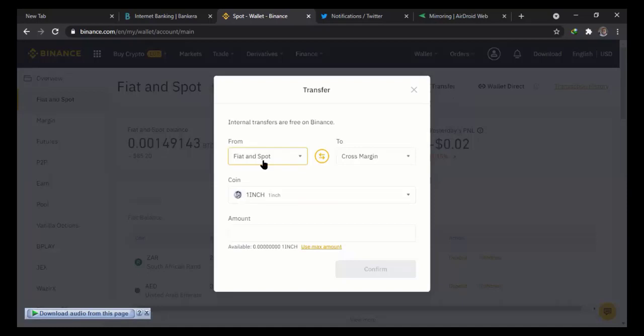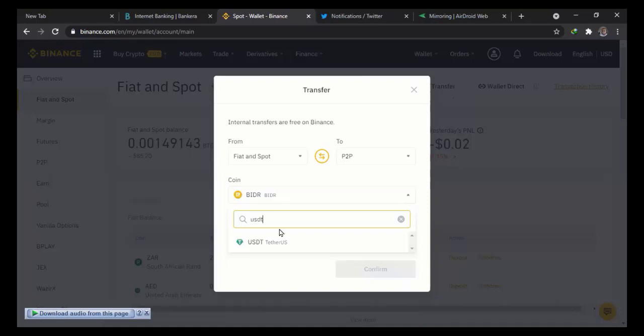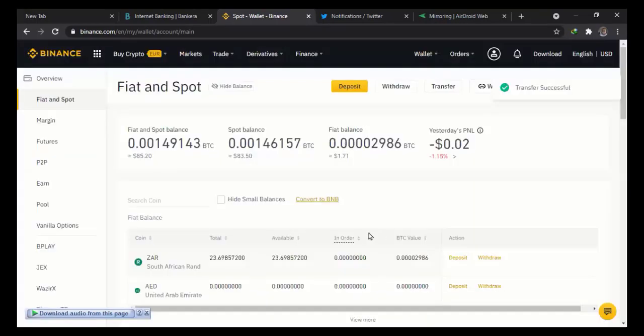So now it's saying transfer from fiat spot to, I'm going to select here peer-to-peer. And then I'm going to choose the coin, which is USDT. Once I've clicked on that, I can use the maximum amount and I can confirm. So all of this has gone to my peer-to-peer account now. As you can see, my spot balance is basically 1.71, which is the Rand balance.